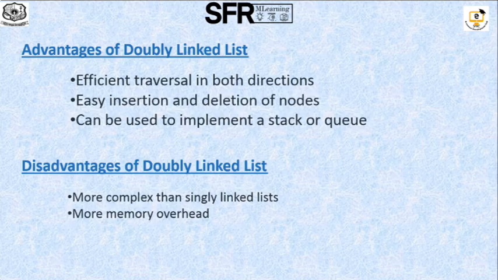The main disadvantage is that compared to the singly linked list, it is more complex, because we have to set the pointers correctly so that the other nodes do not get disturbed. The complexity is higher than the singly linked list, and more memory is required because we have 2 pointers per node. So memory space will be more occupied. These are the operations and the basic process that we can do in a doubly linked list.